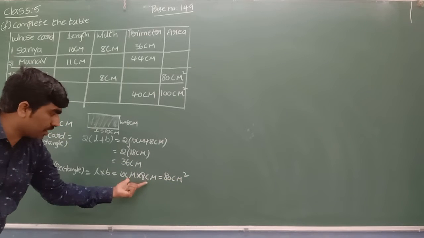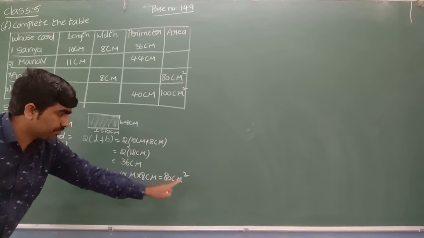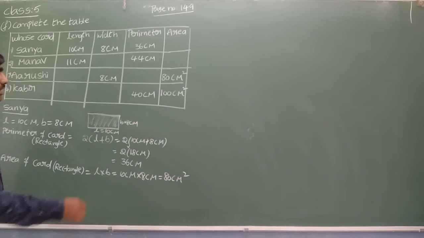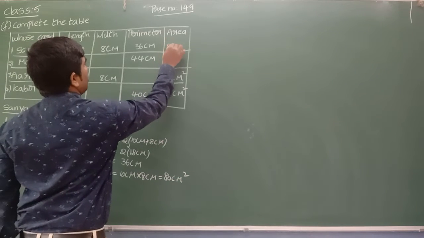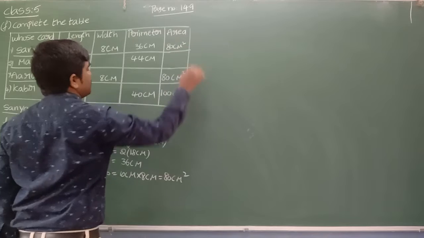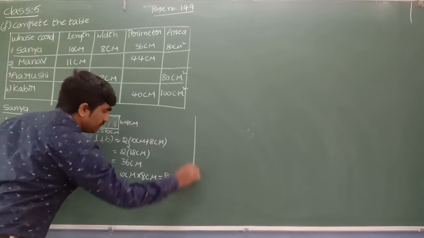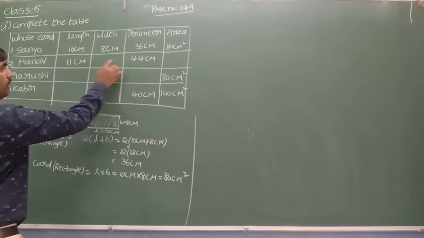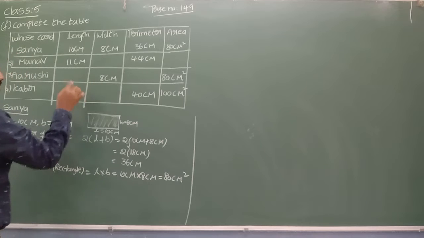Why here two times? There is no... so power 2 came here. 80 square centimeters. So here I can write 80 square centimeters. So like that, we need to fill this table. We have to complete this table.